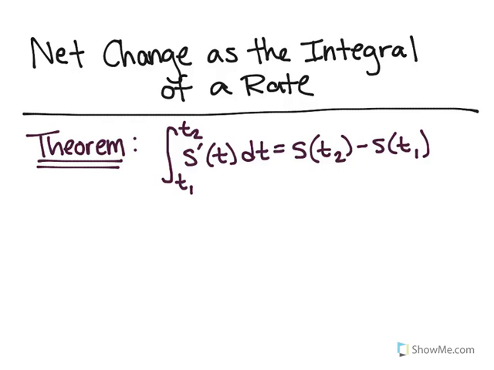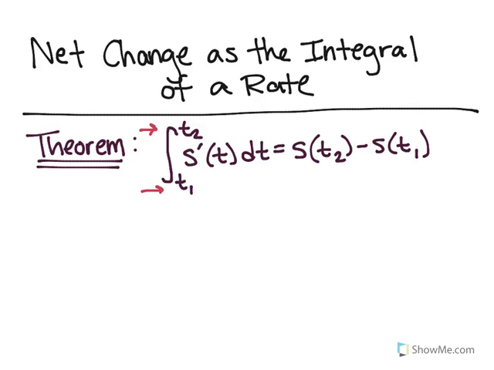In this video, we're going to talk about the net change as the integral of a rate. And we have a theorem that says we have the integral from t1 to t2, and of course t1 and t2 are just your x intervals, okay? Always make sure that t1 is your lower bound and t2 is your upper bound.